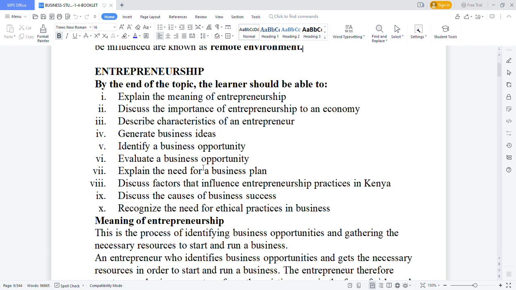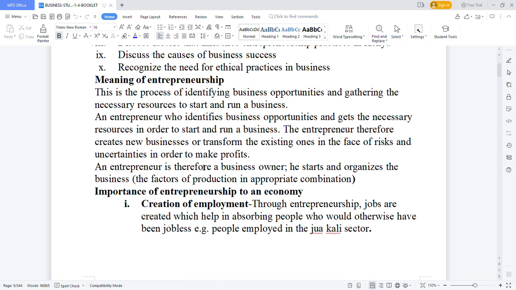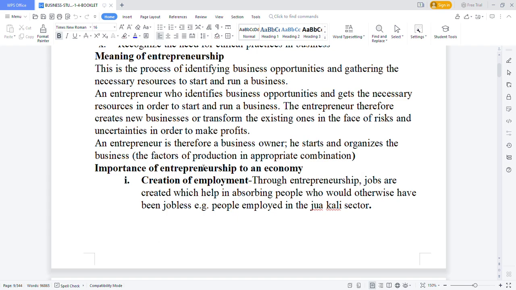So let's proceed. The first thing you're going to do is to define what is entrepreneurship. So what is entrepreneurship? Entrepreneurship is the process of identifying business opportunities and gathering the necessary resources to start and run a business. An entrepreneur identifies business opportunities and gets the necessary resources in order to start and run a business. That is the definition of an entrepreneur.